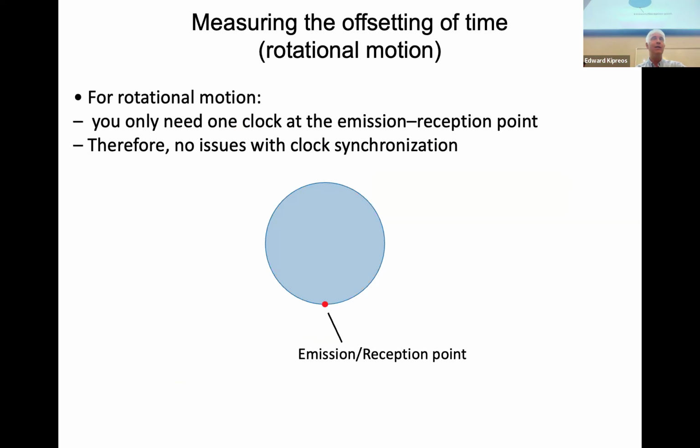Okay, clearly we didn't do that experiment because we're not NASA and we don't have a spaceship. But we did determine the offsetting of time for rotational motion. And the reason we can do rotational motion is because you'd only need one clock. Okay, so you can have an emission and reception point where you're sending light around a circle and it's going to come back, and the clock that's at the emission point will detect when it left and when it arrived. So you don't have to worry about synchronization of clocks.